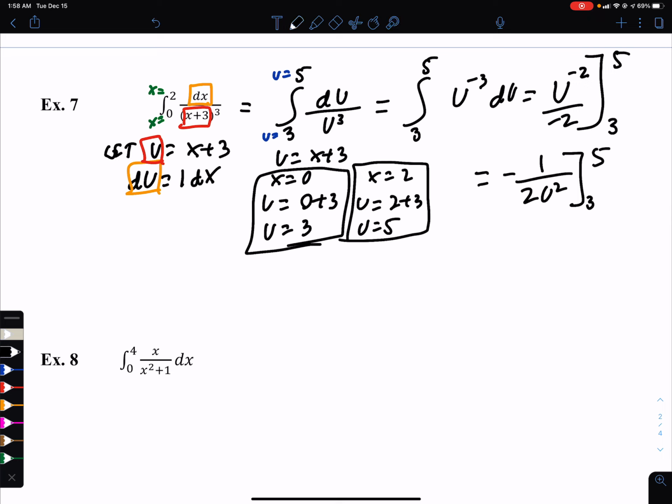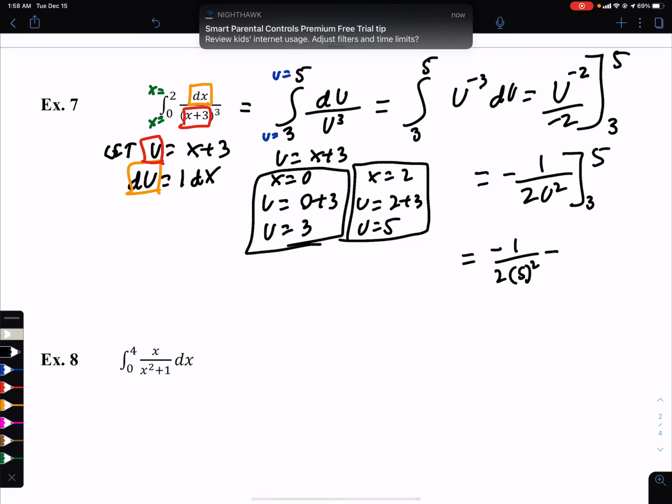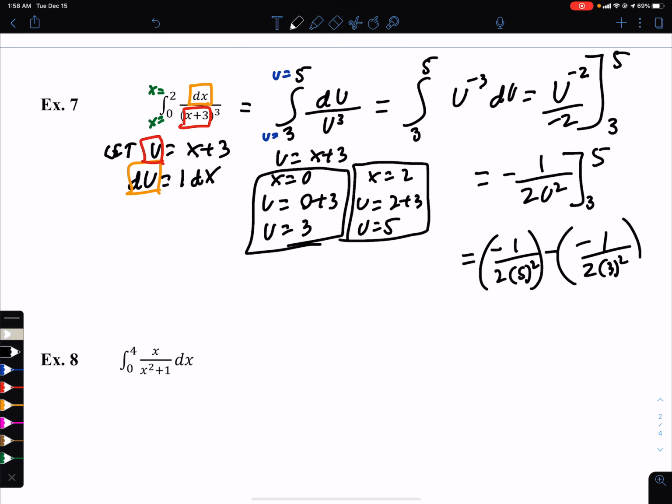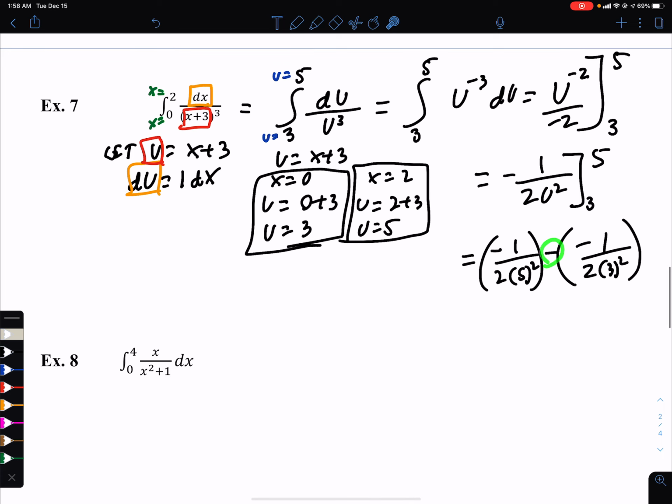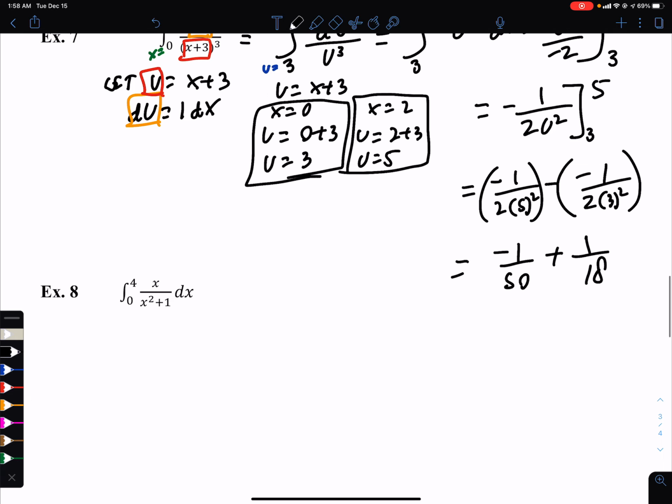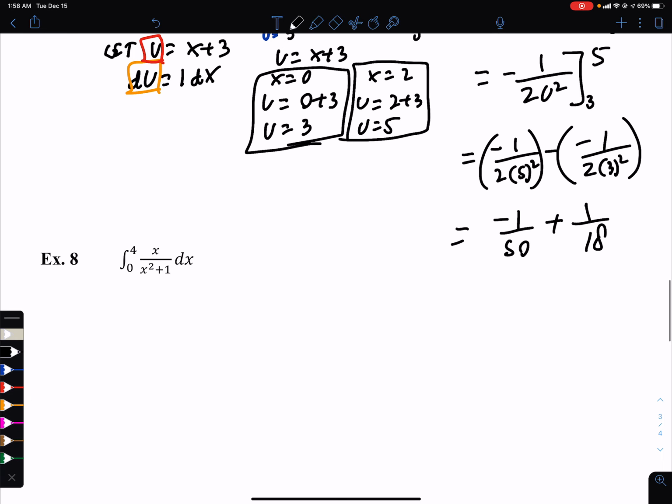All right? So let's use the fundamental theorem. I replace u with 5. Then I replace u with 3. And the fundamental theorem says I subtract those. So I get -1 over 50. The 2 minuses become plus, and it's 1 over 18. I'm not going to add those. I'm going to stop right there.